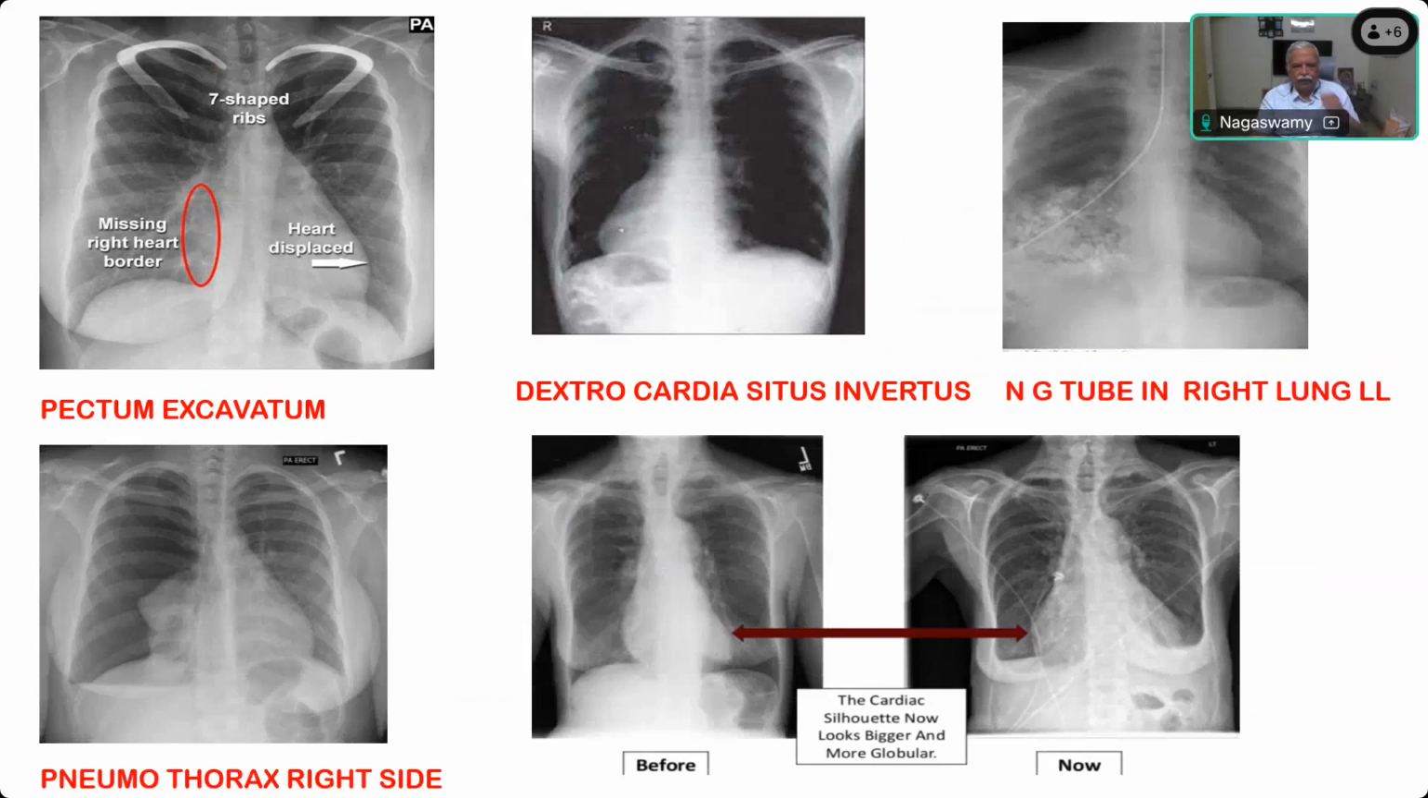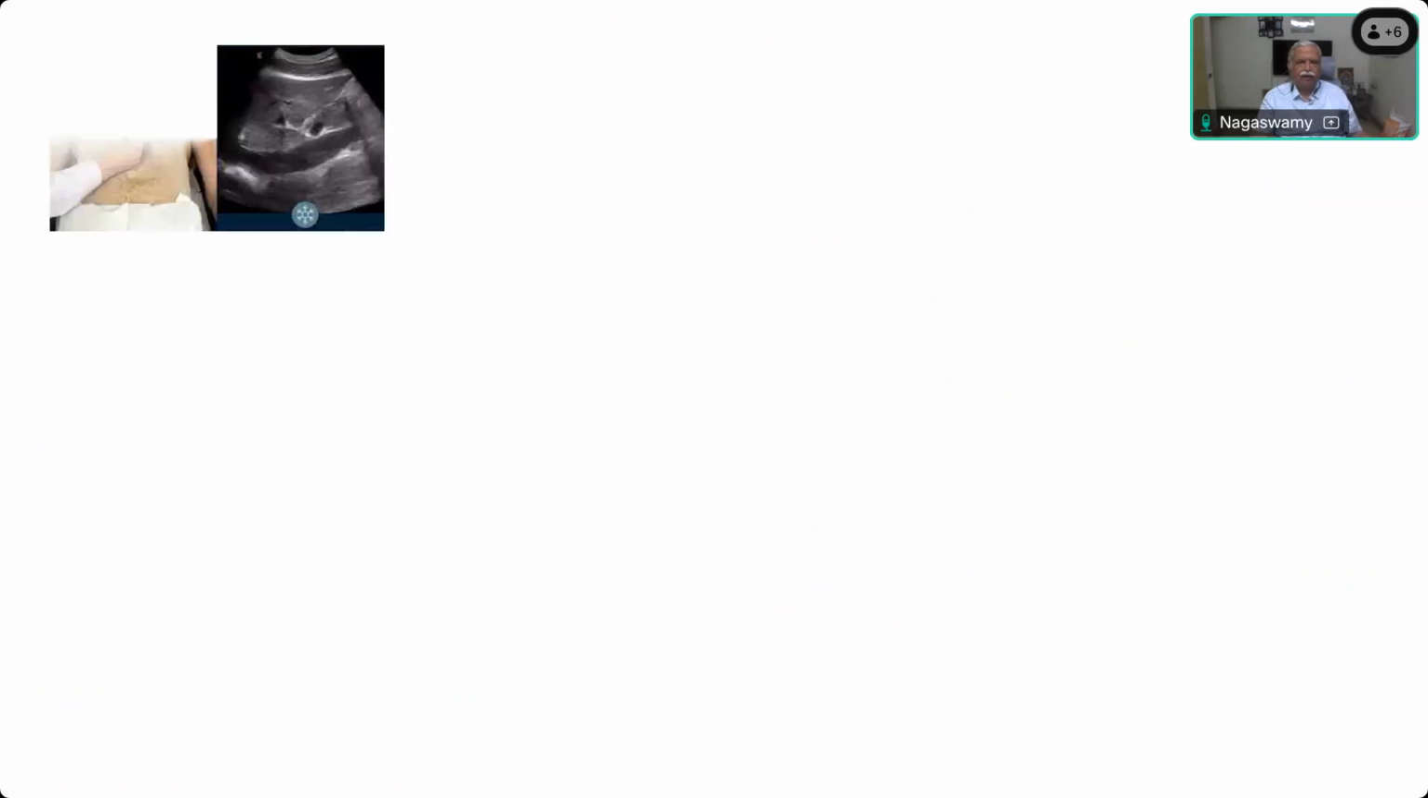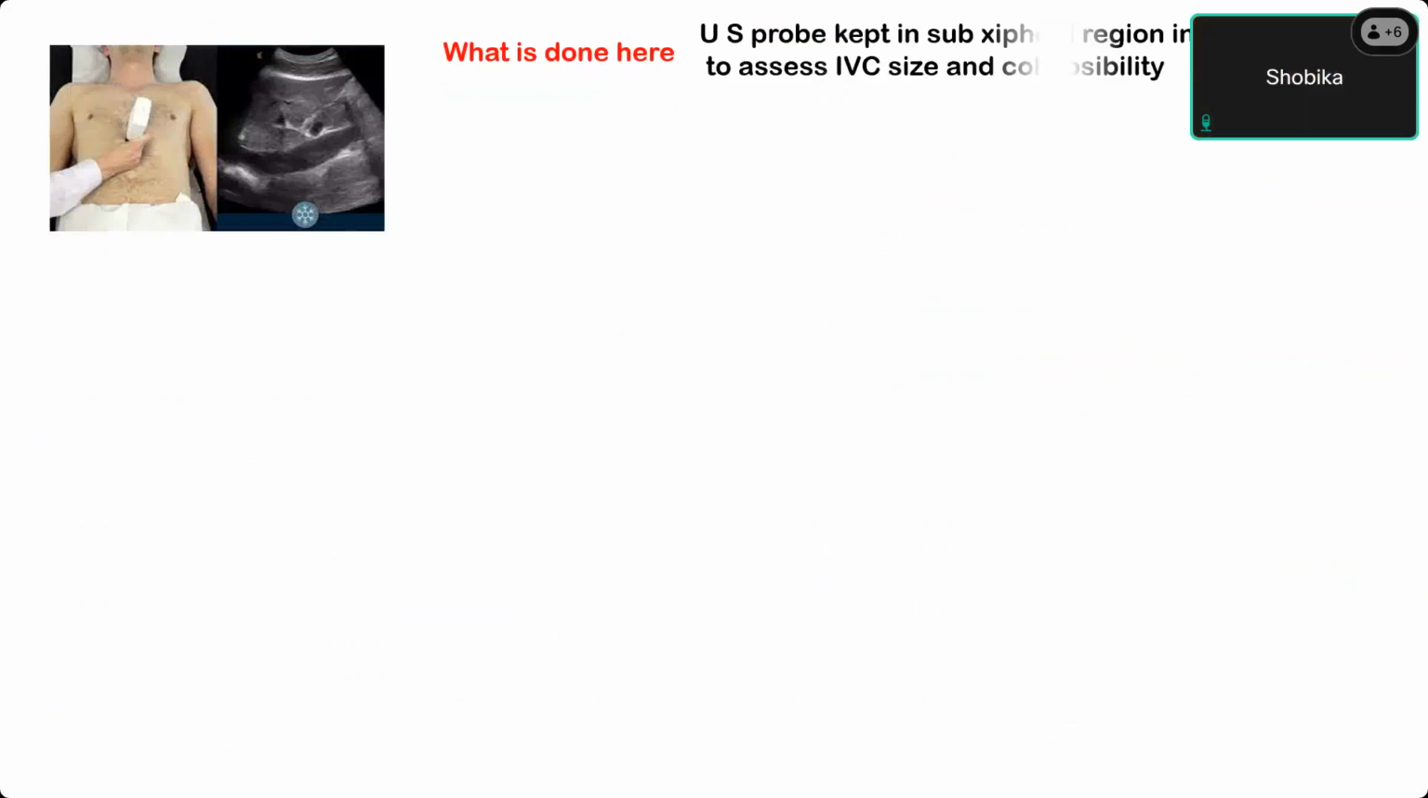So this is a cardiac film you see, before and after. What is this condition? Pericardial effusion. Pericardial effusion, correct. What is done here? IVC visualization. Very good. The US probe is kept in the subxiphoid region in the longitudinal axis to assess IVC size and collapsibility.